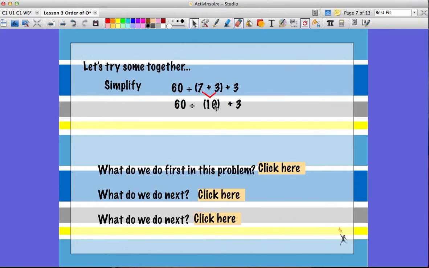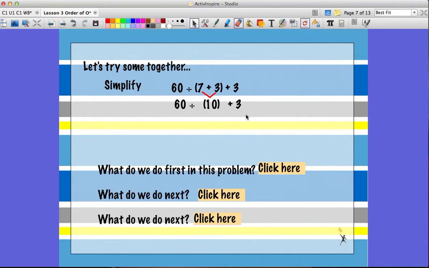So we bring down the 10, and whatever else we didn't use. Since we didn't use the 60, the division symbol, the addition symbol, and the 3, we bring all of that down, and we combine the 7 plus 3 to make 10.